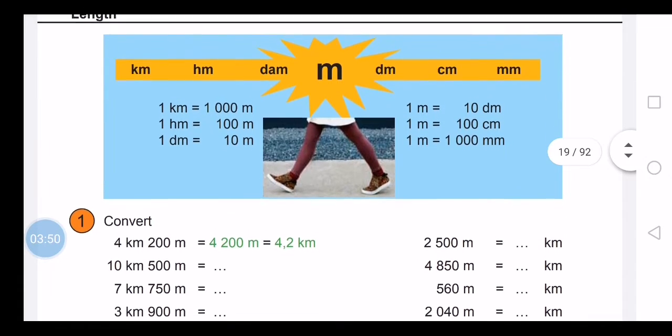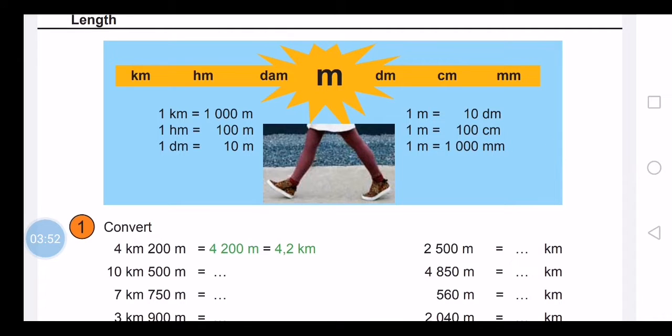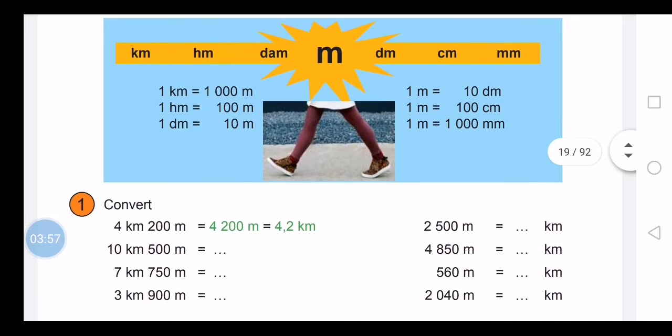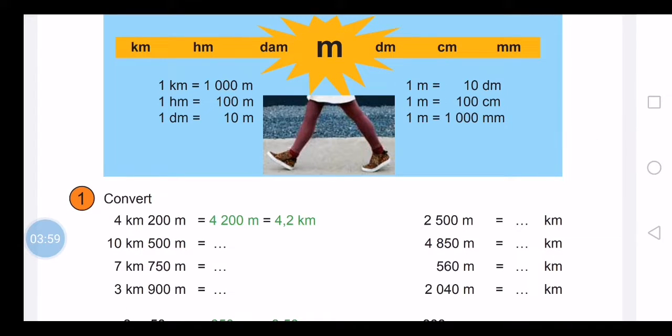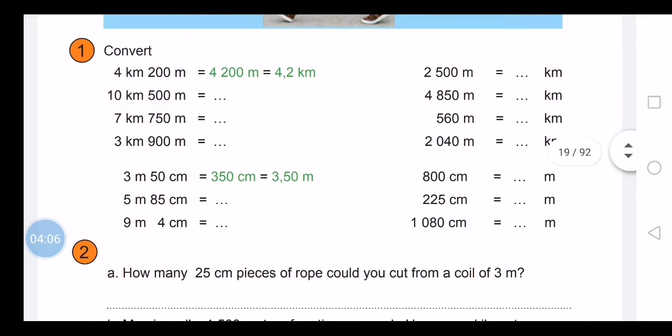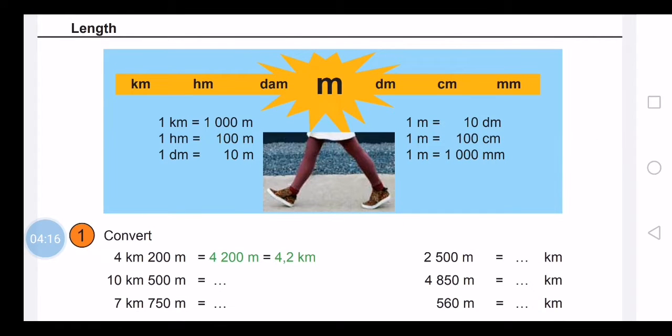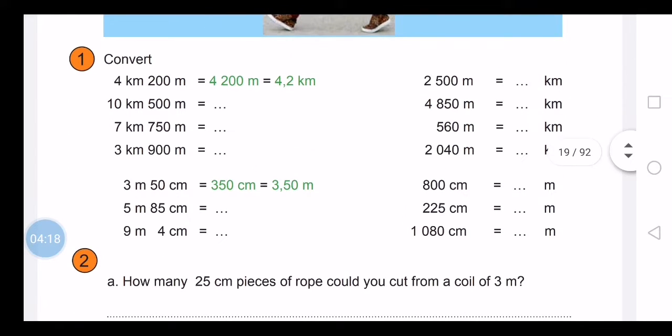Make sure that you know the relationship between all of those, okay? Kilometers, meters, centimeters and millimeters. At the back of your mental maths book, there are tables that give you all that information. It's very important. Now, number 1, you have to convert from kilometers to meters, okay? So we know that there are 1000 meters in 1 kilometer. So we use that information to convert our distances or lengths, okay?